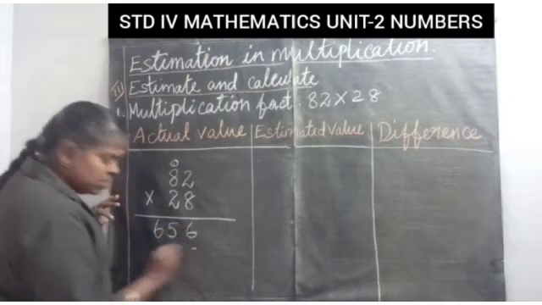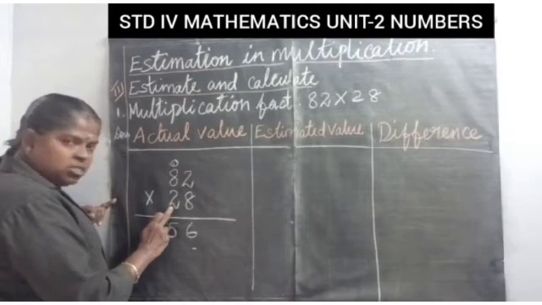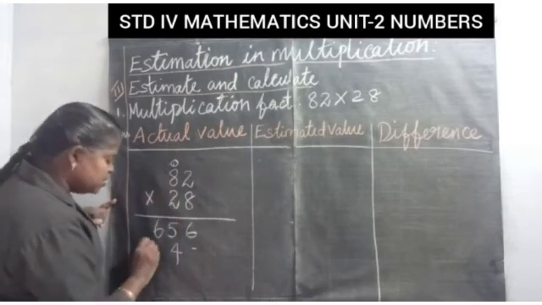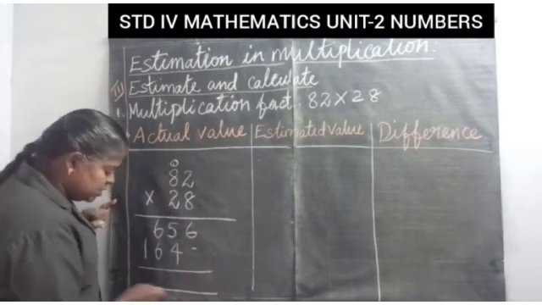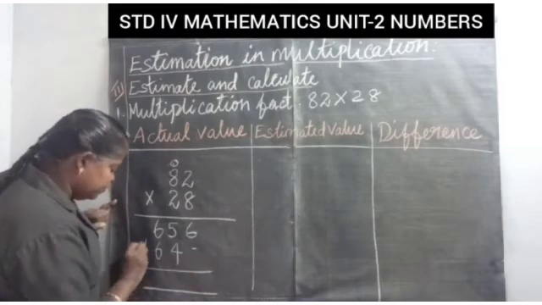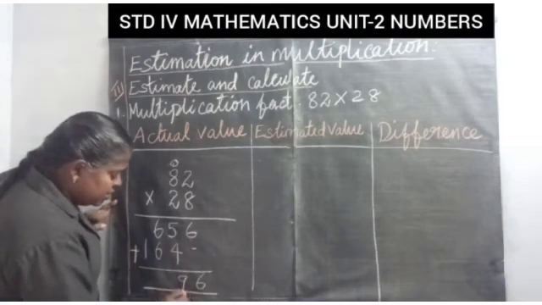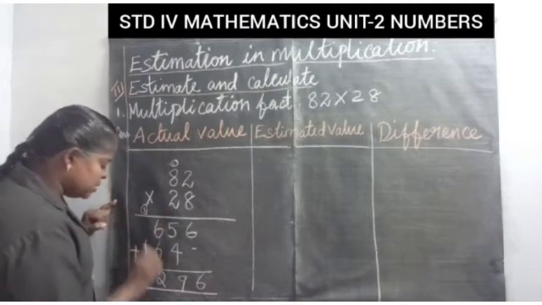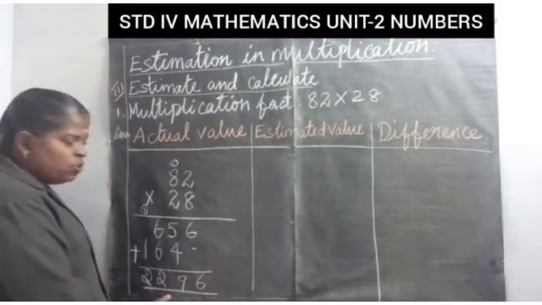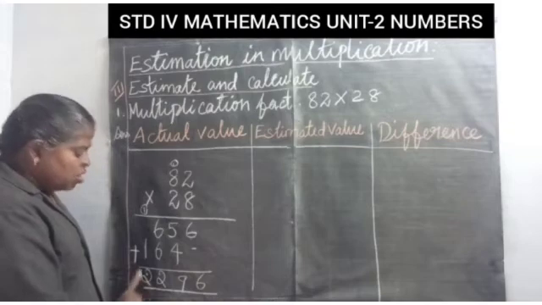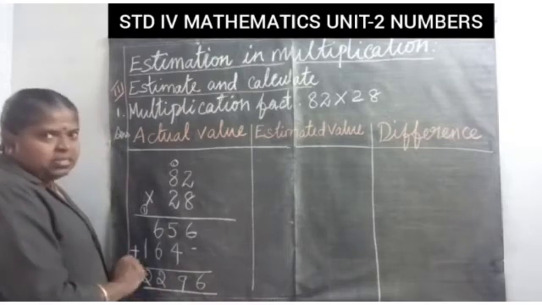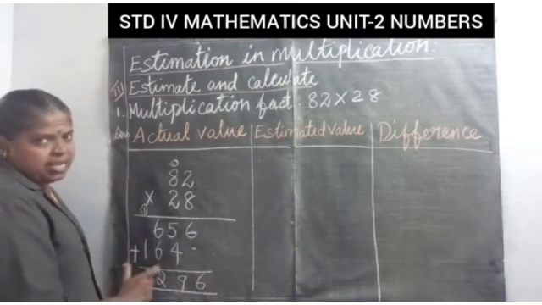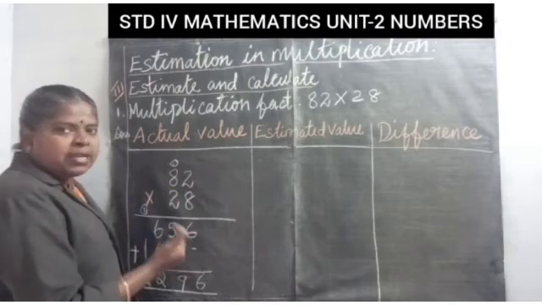Then leave the ones place and multiply the tens digit. 2 twos are 4. 2 eights are 16. Then add: 6, 9, 6 plus 6 is 12, 2, carry over 1, 1 plus 1 is 2. The actual value of 82 into 28 is 2296.